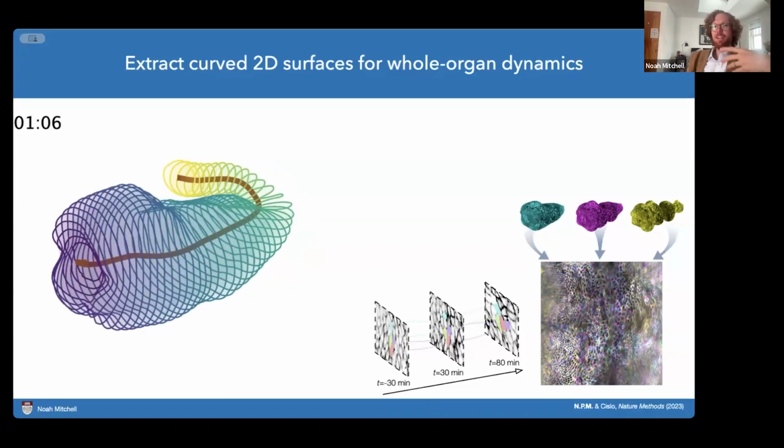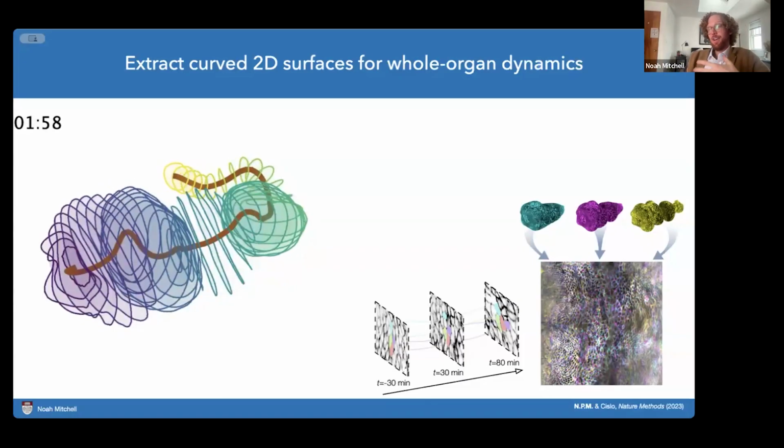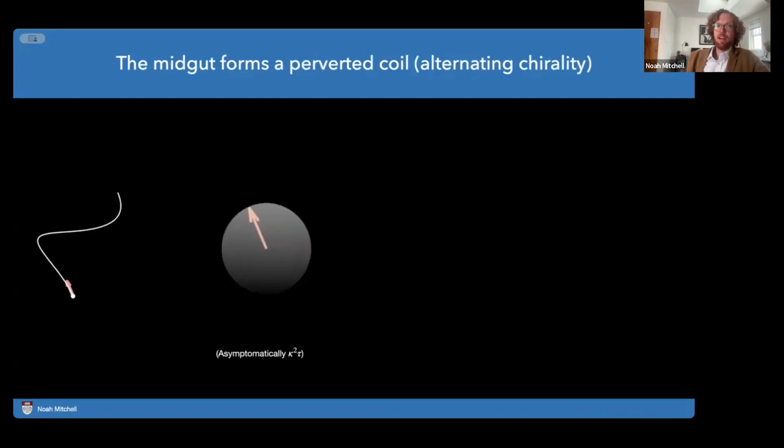From the center line, we can already quantify the chirality of the organ. The way that we do that is that we take little tangents on the center line, place them at the origin, and if they're chiral, they'll sweep out solid angles on the sphere. I'll say that one more time.